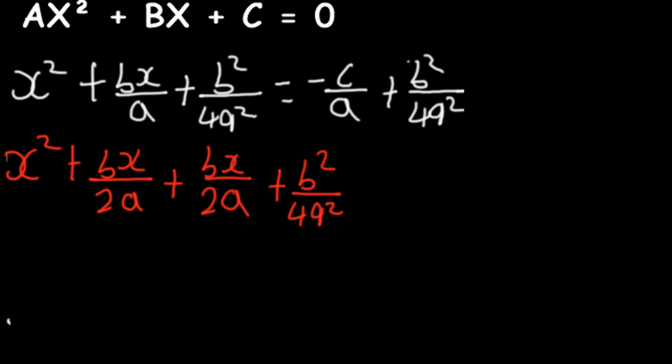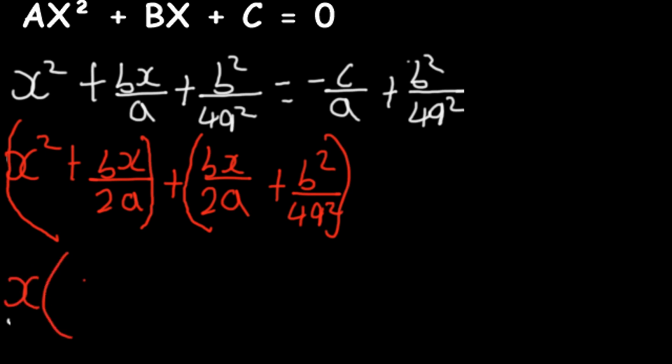Now, let's continue. The next thing we need to do here is to take out the GCF. Okay, so let's put it in a bracket. So x is common at the left hand side. We have x as a common factor, and we are going to be left with x plus b over 2a.